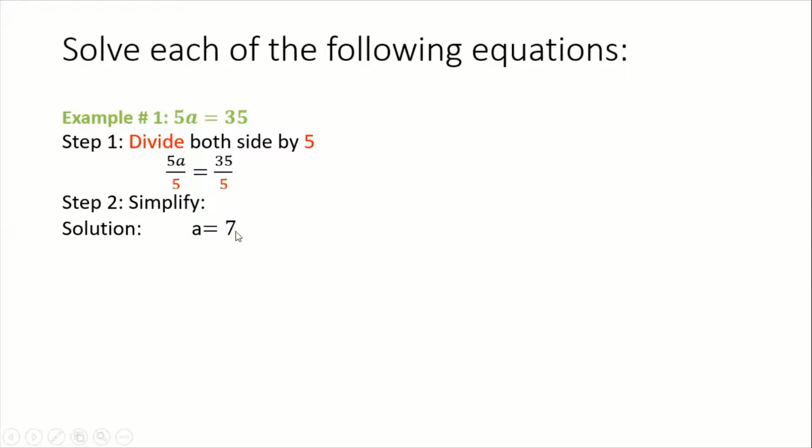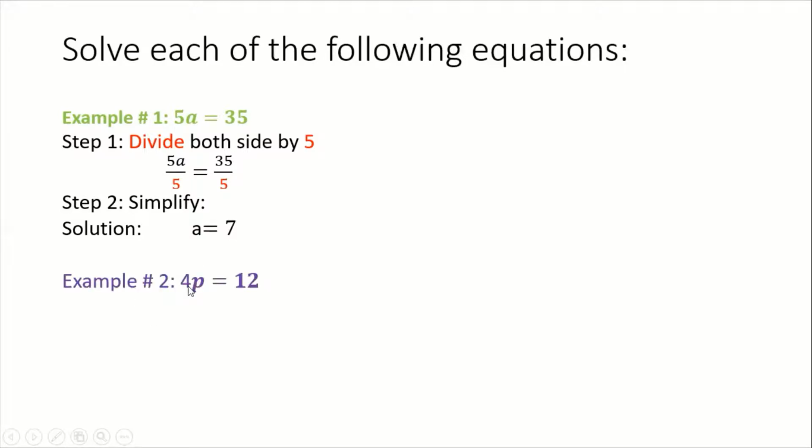Now, to check if your answer is correct, note that we said that a is 7. So in the original problem, if you replace a with 7, then what we'll have is 5 times 7, which is 35. So yes, our solution is correct.